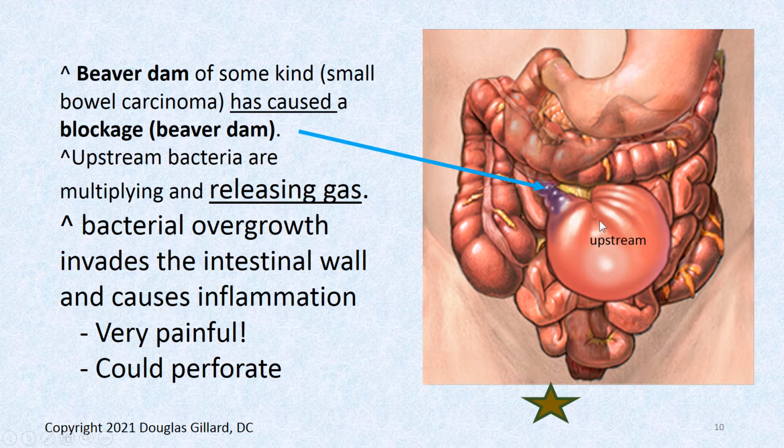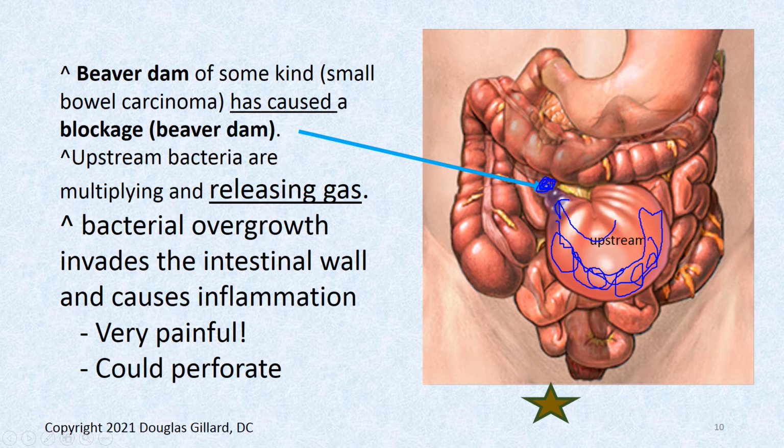so here's a good picture where we had a beaver dam occur right here for whatever reason. Let's say they have intestinal cancer, and the cancerous tumor has grown so big it acts as a blockage or a beaver dam, and the fecal material normally is going that way, and now it can't get through. So now fecal material has backed up. If we could see through this piece of intestines, this is all fecal material.